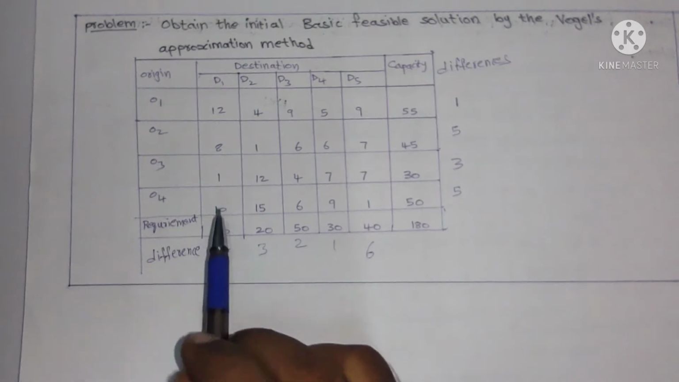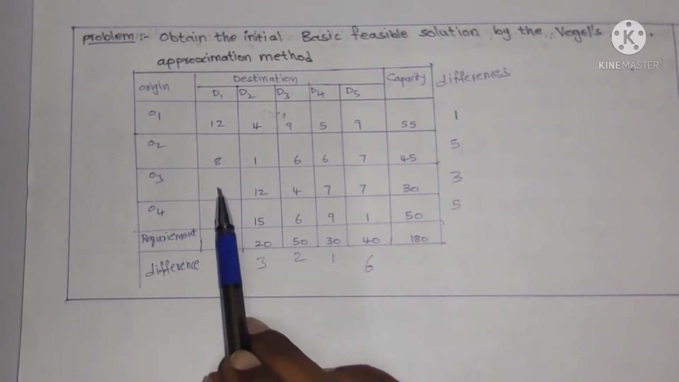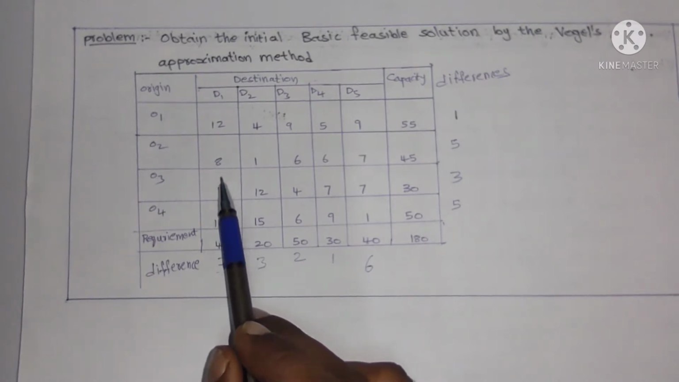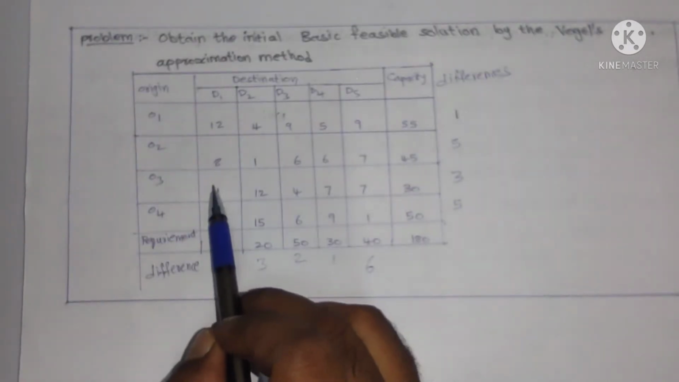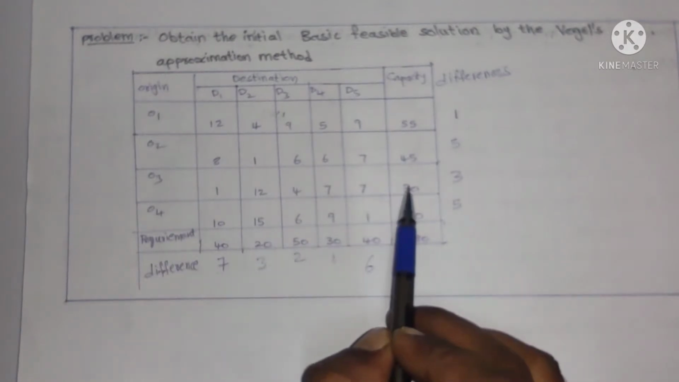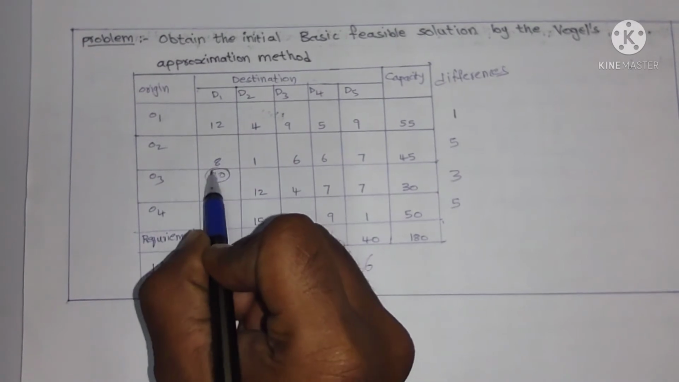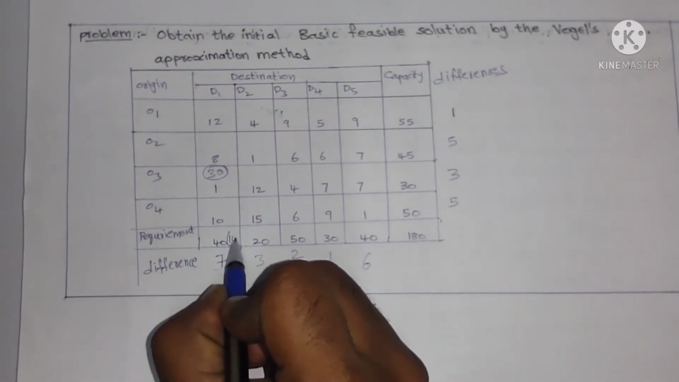Okay. So in this destination D1 having the highest difference, in this highest difference column, which one is the cheapest cell we are having? 1 is the cheapest cell. That means we have to assign the number for this cell O3 D1. For this O3 D1 cell, what is the capacity we are having? 30. And what is the requirement we are having? 40. Among 40 and 30, what is the smallest value? 30. That we have to allocate here in this O3 D1. We have to allocate, and that should be subtracted from the requirement, and the remaining should be written in brackets.